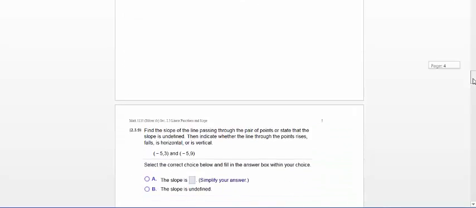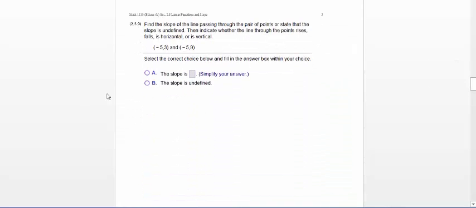So I would be indicating that for the second part of the question. Here I'm again given 2 points that lie on a line. I want to find their slope. I set up the difference quotient.